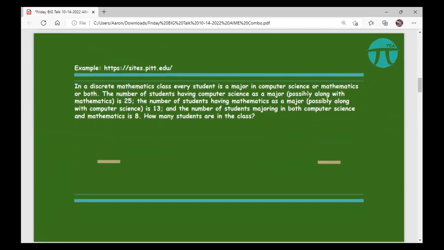So here is an example problem for this topic. Everyone can look at it for about 1 minute or so and try to do this.